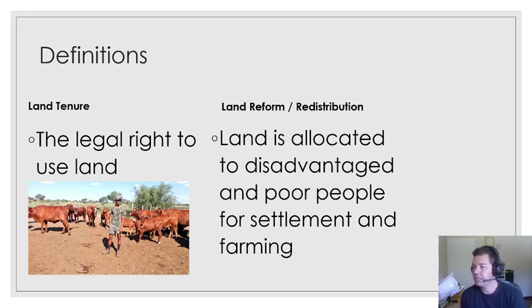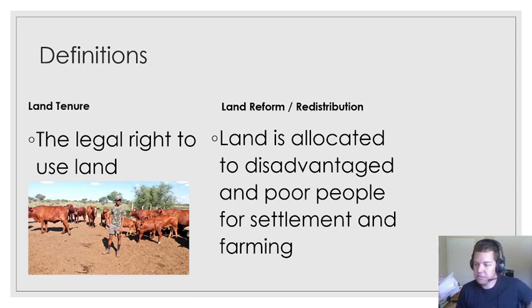And the second column there is what is land reform, or what is redistribution. This is when we change the allocation of land, usually farmland, and we give it to disadvantaged and poor people for settlement and farming. Both of these issues are fairly contentious now, they're very political issues, and we're going to get into that as well. But even the ancient Romans had to look at land reform for various reasons as their cities grew. So it's not a new concept.